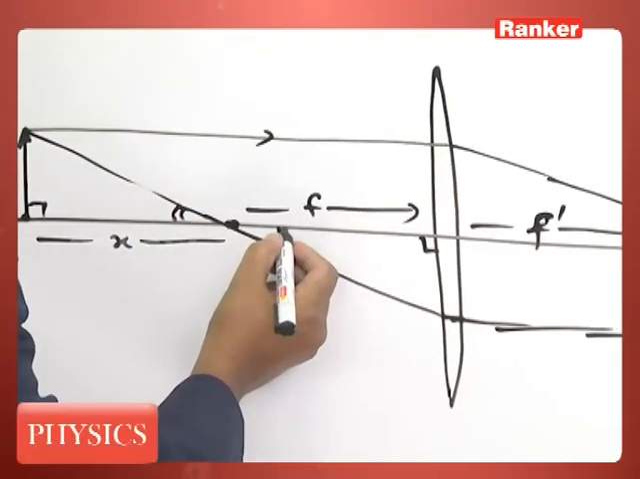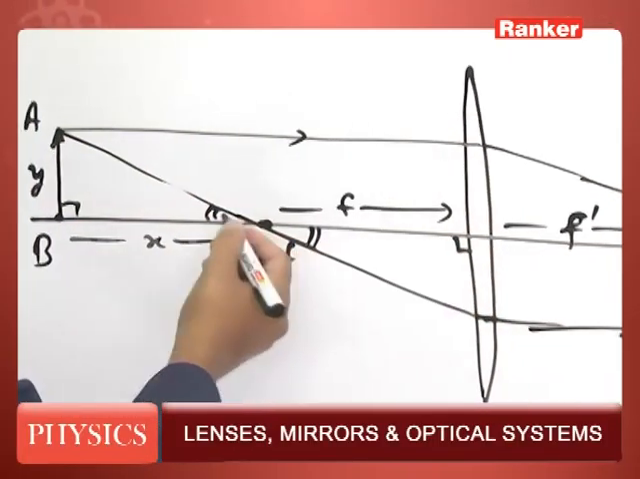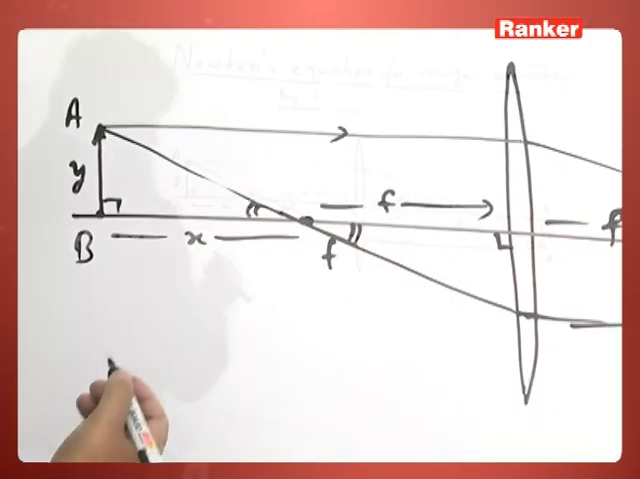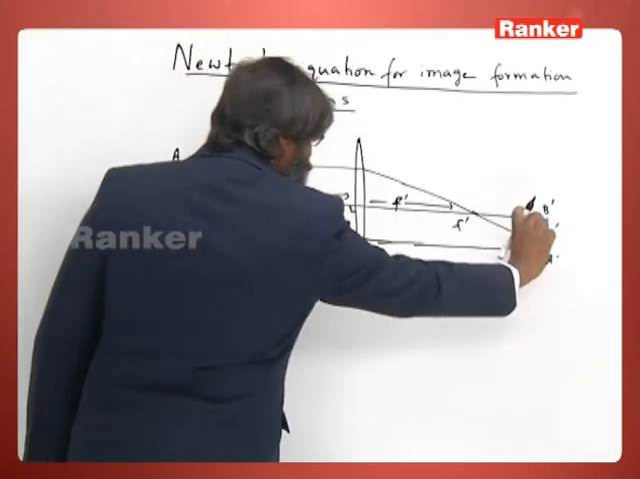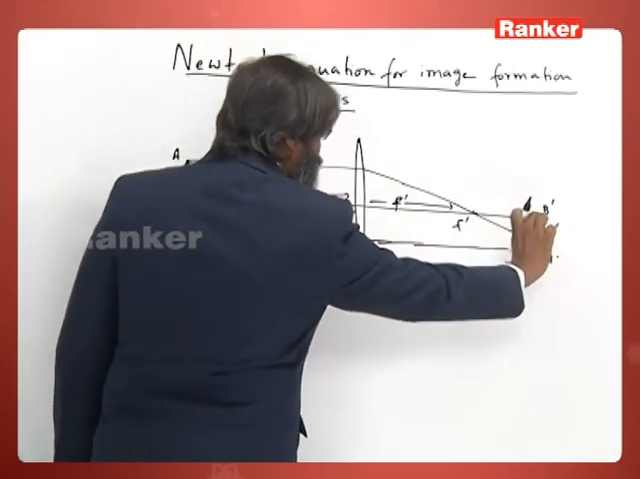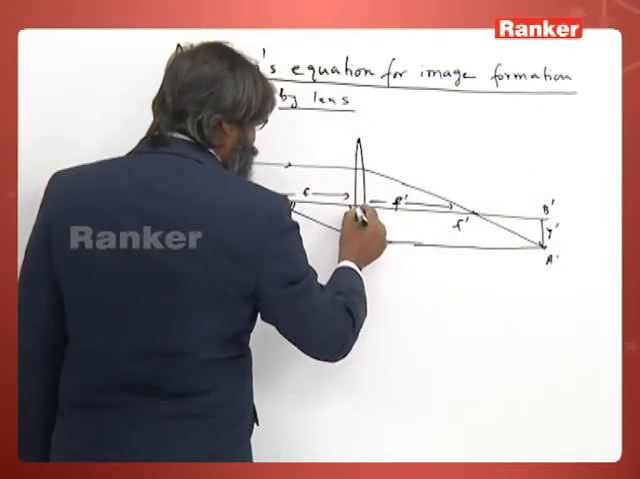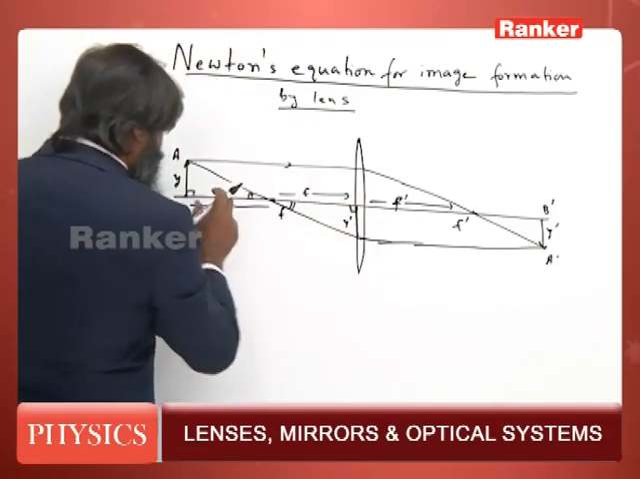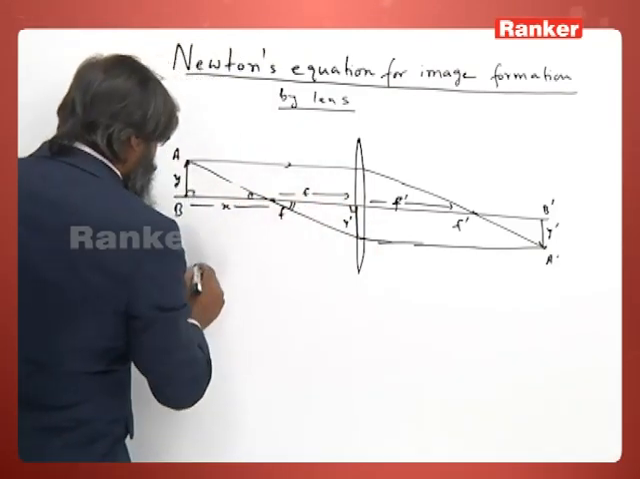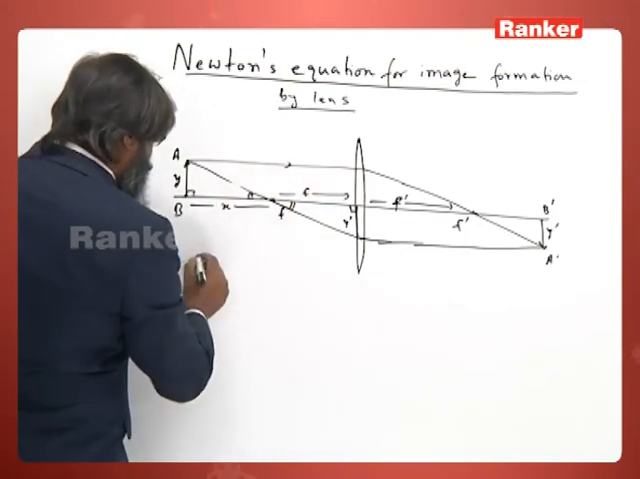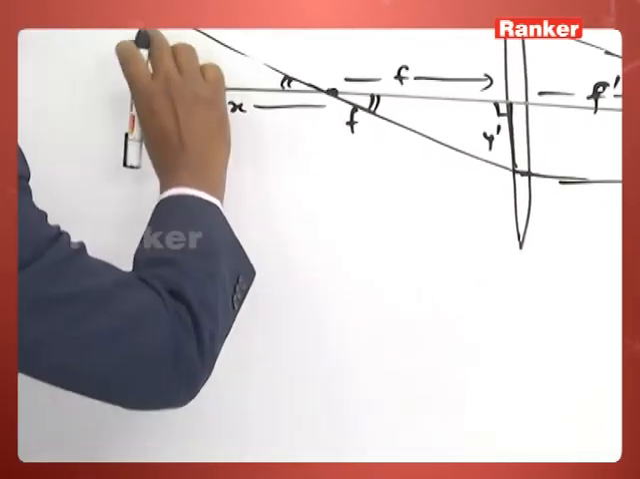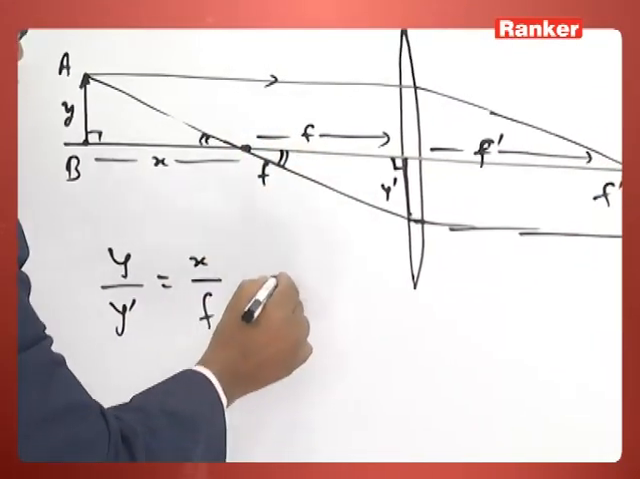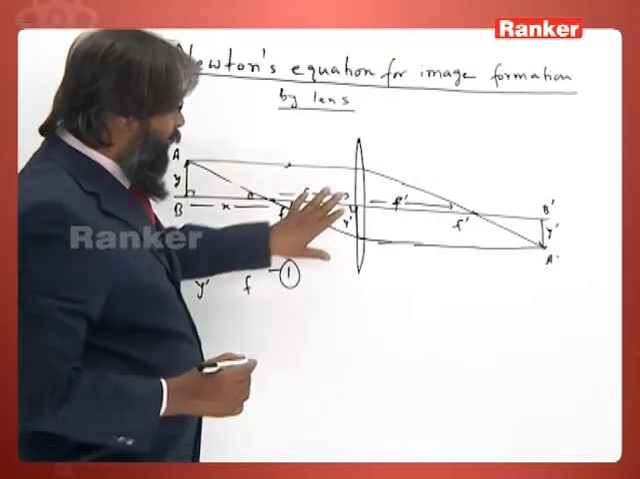So, now you see here, this is a right angle and this is a right angle. This angle is equal to this. So, these two triangles are similar. This ray is parallel to this optic axis. So, if this is y, this is y dash, and this is also y dash. So, you see y by y dash is equal to x by f. From these two similar triangles, y by y dash is equal to x by f. This is equation number 1.